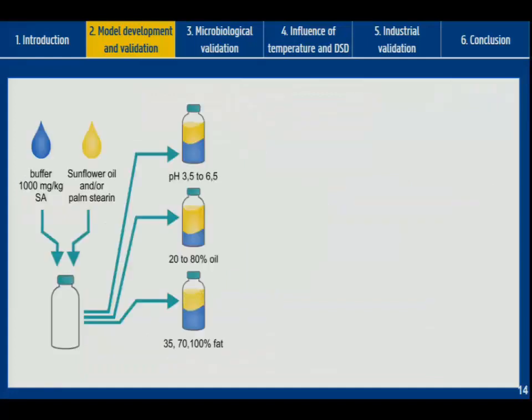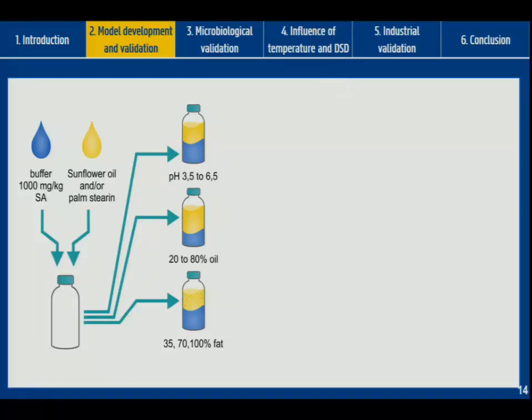How did we prove this experimentally? So we made model water in oil systems. We used for the aqueous phase a buffer with 1000 milligrams per kilogram of sorbic acid. The buffer was phosphate buffer. For the lipid phase, we used sunflower oil and/or palm stearin. The palm stearin is a representation of solid fat. In order to investigate the dependence of sorbic acid partitioning on the pH, we set the pH of the buffers from 3.5 to 6.5.